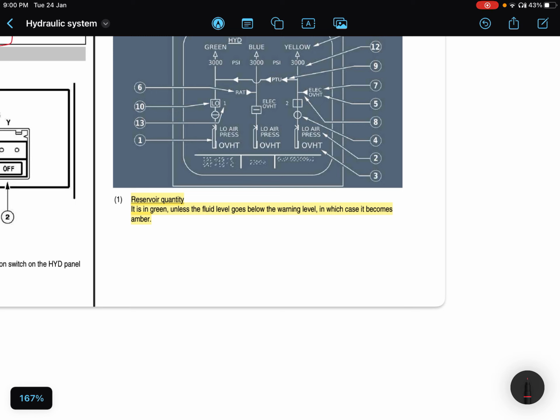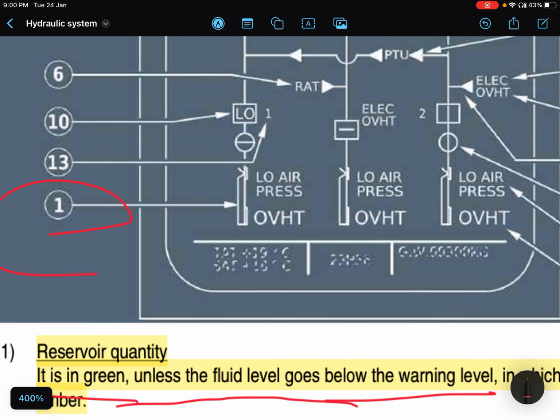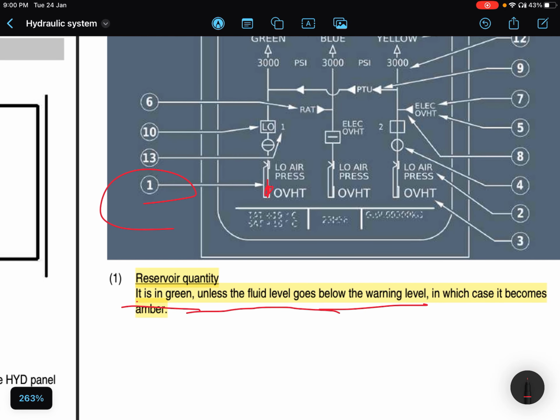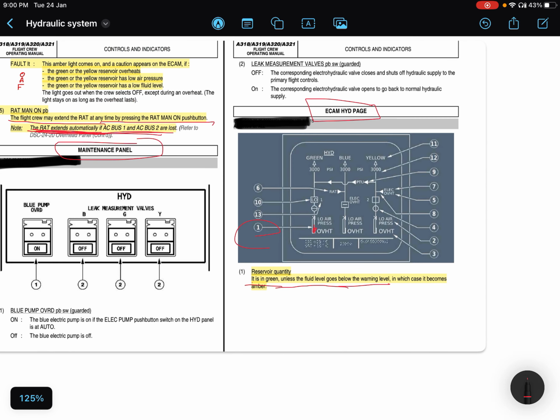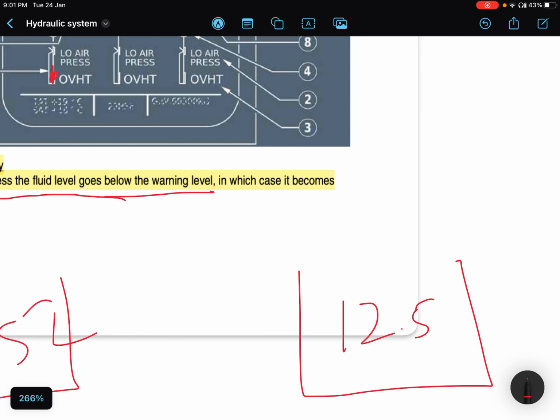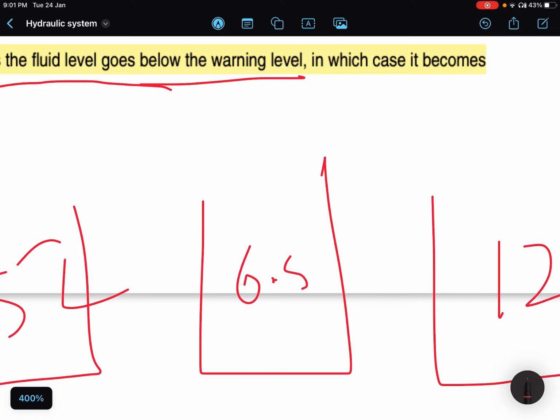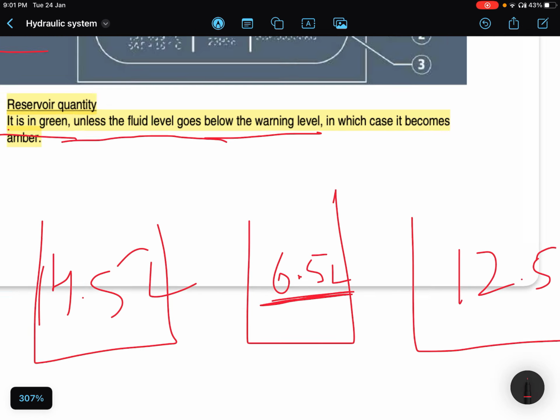Reservoir quantity in the green, it is in green unless the fluid level goes below the warning level. It remains in green here unless the fluid level goes below the warning level. Now, what are the normal levels of reservoirs? For green, it is 14.5 liters. For yellow, it is 12.5 liters. And for the blue reservoir, it is 6.5 liters of quantity, right?